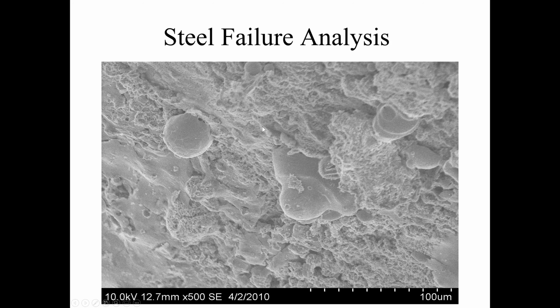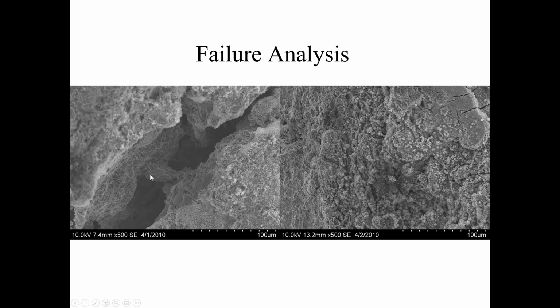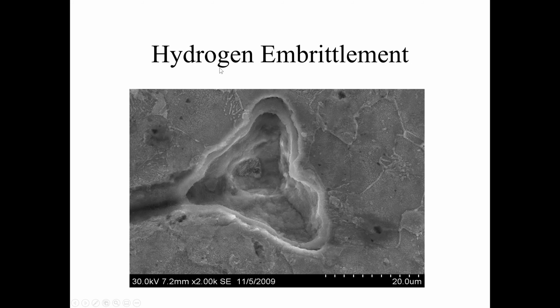Here's another picture of that same piece of steel. It's only magnified 500 times. It's on a micron scale. This is a good example of the hydrogen embrittlement. This is the outside surface of the piece after it's been polished and cut. You can see the grain boundaries. You can see this huge divot. It's hydrogen embrittlement.